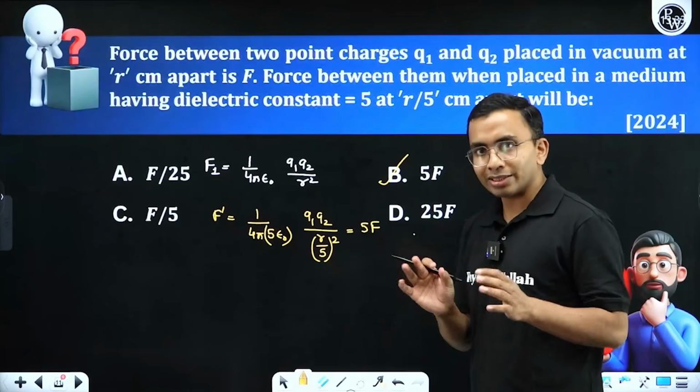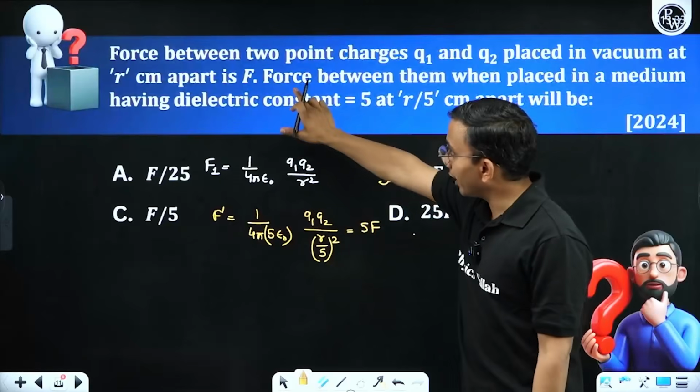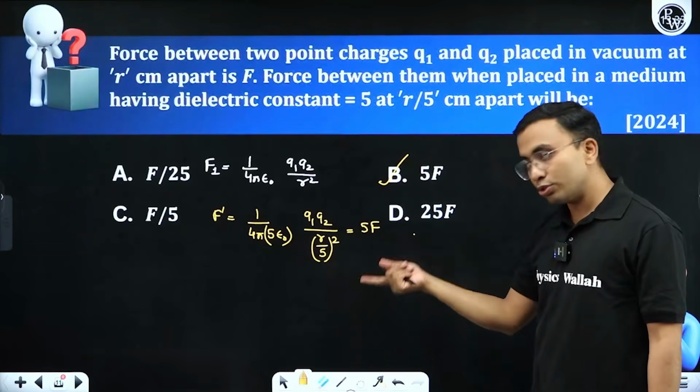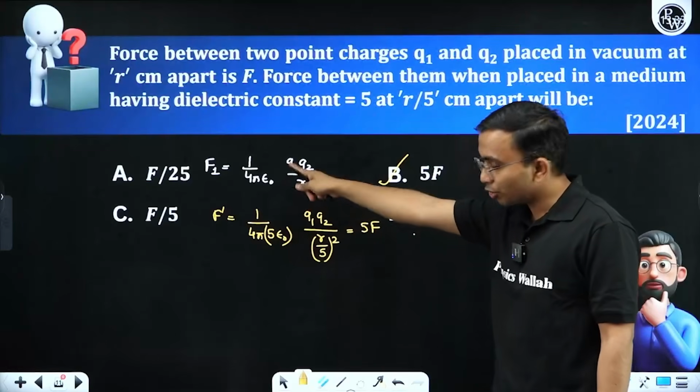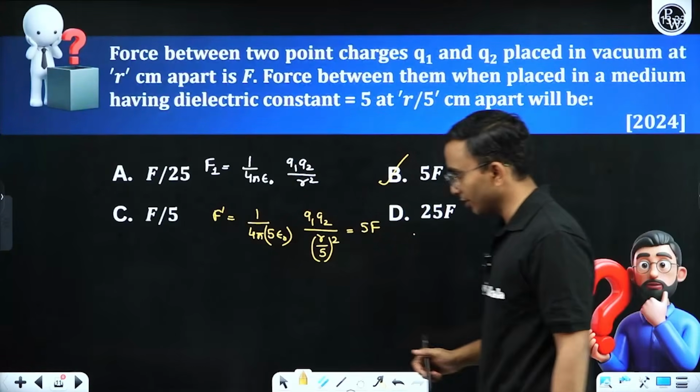So this is how you have to consider when the medium is changing. Here the medium is changing. Another medium is there whose dielectric constant is given to us. So you need to consider the permittivity to be dielectric constant times the initial permittivity.